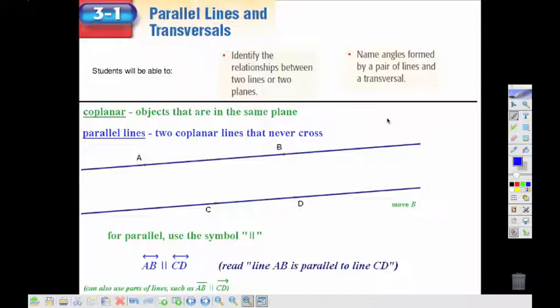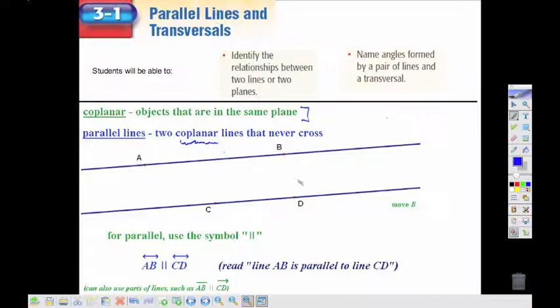In this chapter we're going to be looking at properties of parallel lines mostly and their transversals. So we need to build up some vocabulary here. First of all, coplanar is when we're talking about objects in the same plane. Parallel lines are lines that never cross, but they must be coplanar lines that never cross.